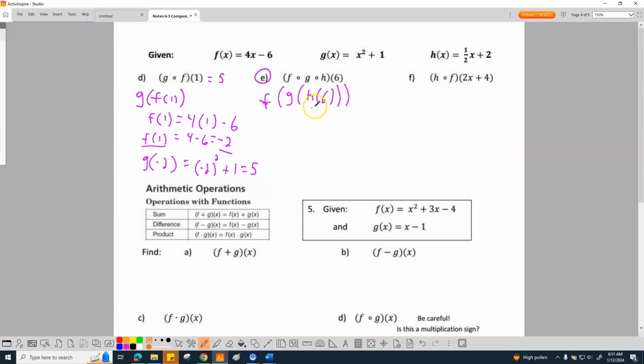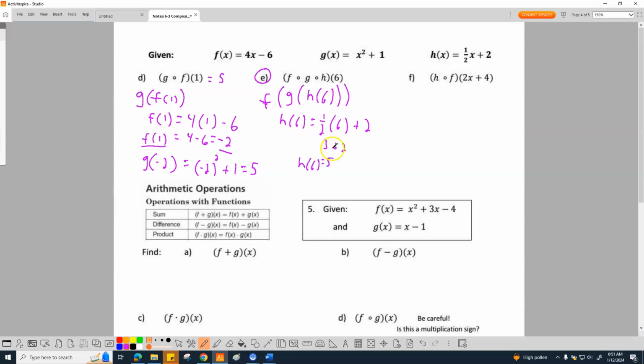See how this builds on itself? You can do this infinitely, more or less. You can just keep shoving things in, shoving things in, shoving things in. So we're going to solve it from the inside out. So the first thing we're going to solve is h of 6. Let's start with h of 6. h of 6 equals 1/2 times 6 plus 2. 1/2 times 6 is 3. Add the 2, you get 5. All right, so h of 6 is equal to 5.